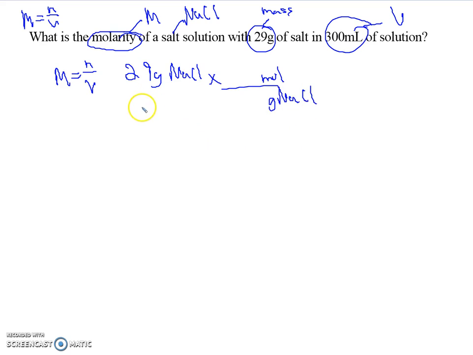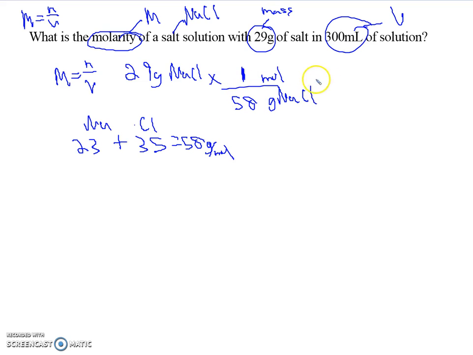So now I'm going to use my periodic table to find the molar mass. So the mass of sodium plus the mass of chlorine. Sodium is 23, chlorine is 35. This is from the periodic table. We add that together, we get 58 grams per mole. So that means in 1 mole, there are 58 grams.